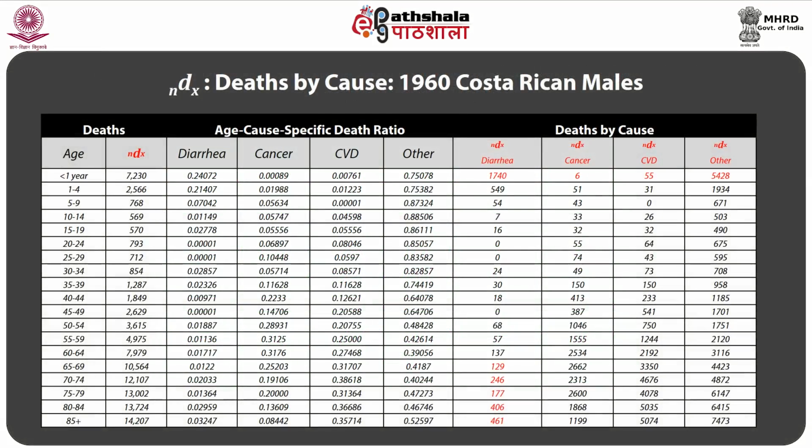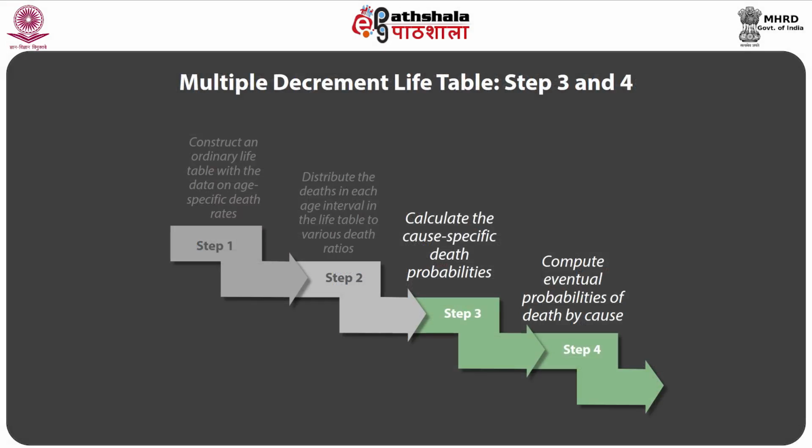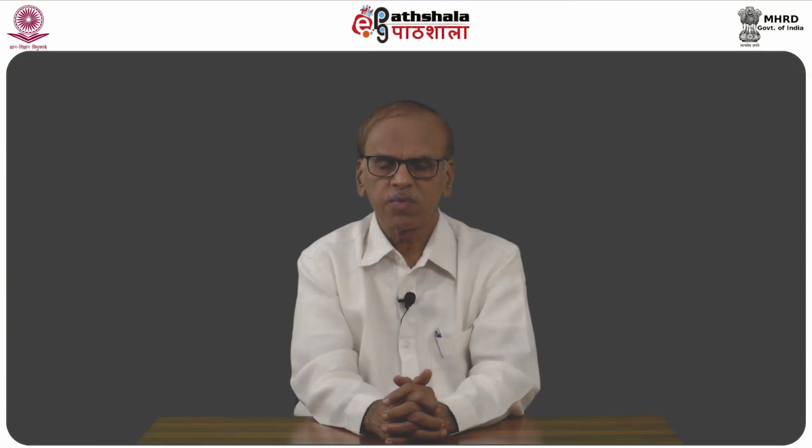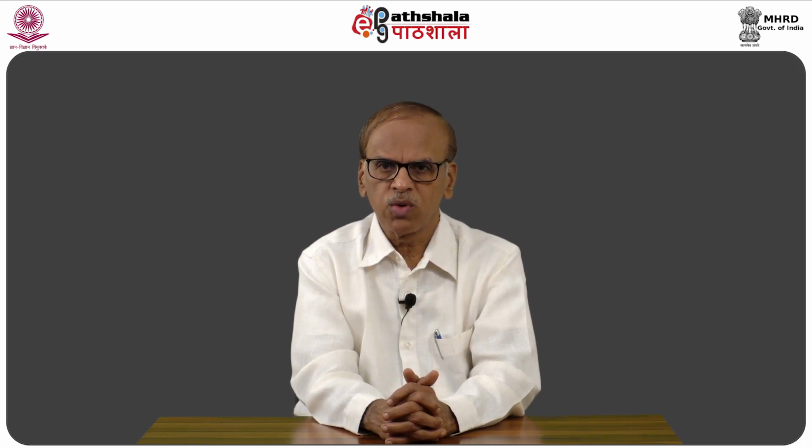See table number 2. Step 3 and 4. Step 3. Calculate the cause specific death probabilities. Step 4. Cumulate deaths by cause in the life table to compute eventual probabilities of death by cause. Step 3. Computation of cause specific death probabilities. Use the information from step 2 to compute cause specific death probabilities.